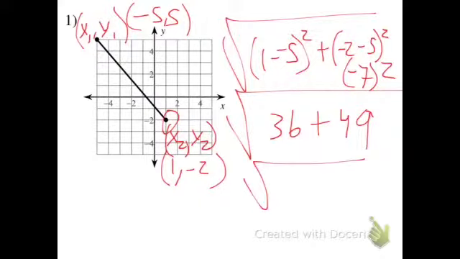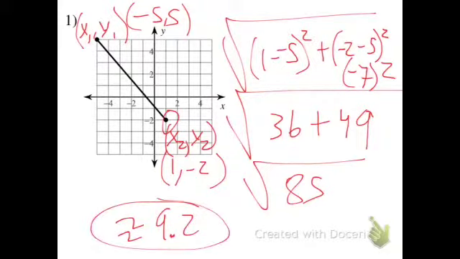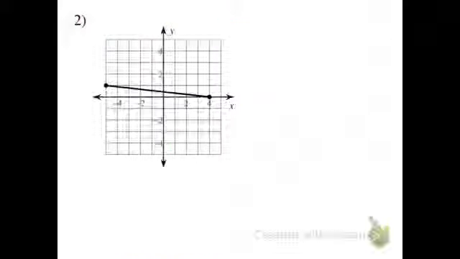Add those together, you're looking at 85. Square root of 85 is approximately 9.2. On this whole assignment, you're rounding to the nearest tenth, so that's the first decimal place.